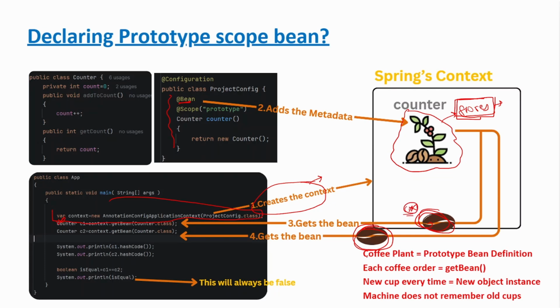So we can consider the coffee plant as our prototype. So here it is a coffee plant. Spring does not manage the instance, and this will always be false. Why? Because c1 will never be equal to c2, because every time Spring creates a new bean, and these two beans are never going to be equal, therefore their values are always different, and this value is always going to be false. So in this way we can declare a prototype scope in our Spring context.